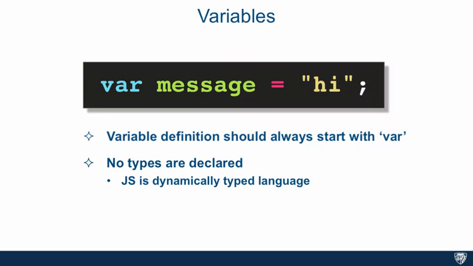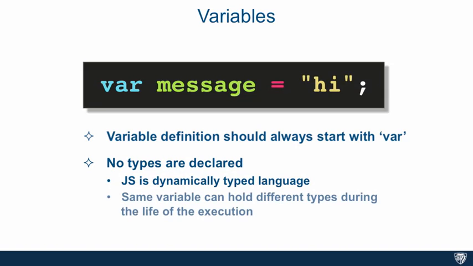Now, what that means is that the JavaScript engine figures out the type of a particular variable at runtime. And it also means that the same variable can hold different types during the life of the execution of the program. So a variable can start out to be a string, then change to a number, then change to an object, and so on. And all of that is perfectly legal. So that's as far as variable definitions.